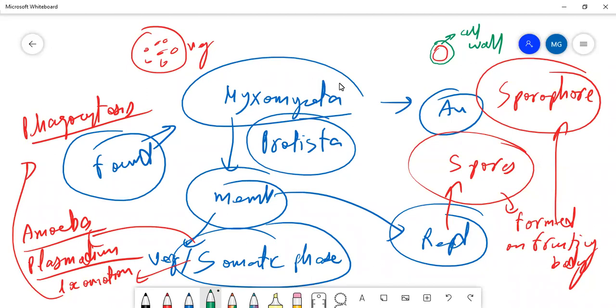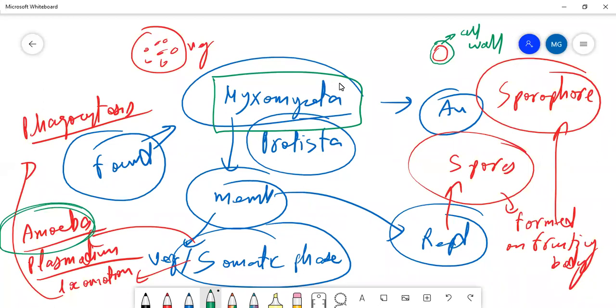Is this very clear? So that is why I'm saying कि जो members of myxomycota हैं, they are basically on a cusp. They have certain features of fungi, certain features of plants, and certain features of animals. Even if you look at the somatic phase, I told you the somatic phase is very similar to animals, not only in terms of locomotion.